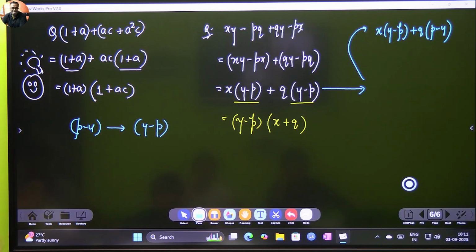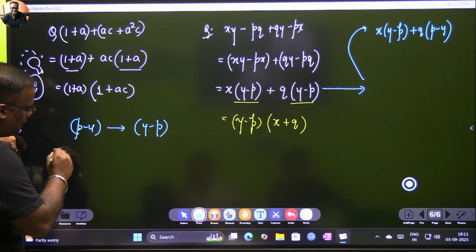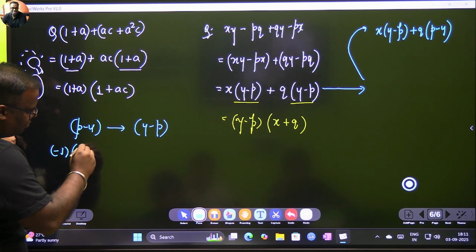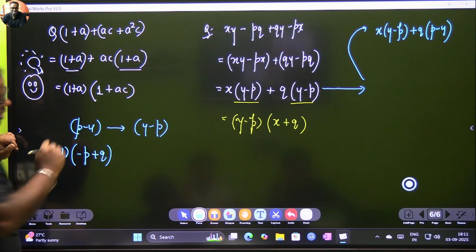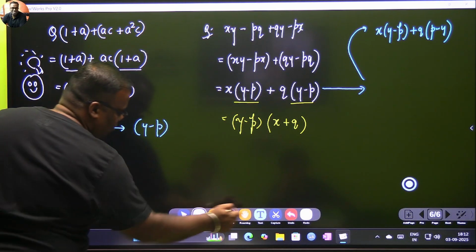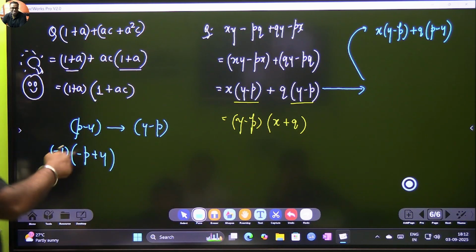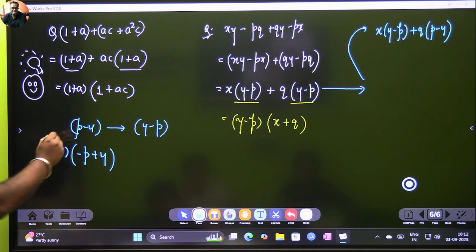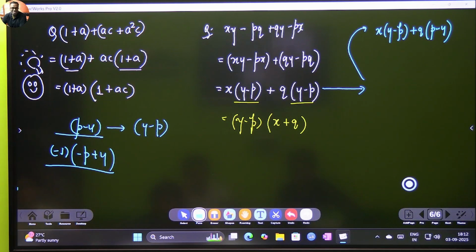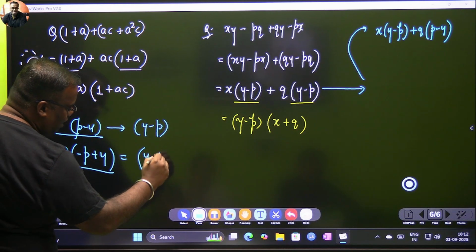This is the problem. If it is like this, then there is no problem. Do you agree? In such a case, we take minus 1 as common and we change the sign. Look at the beauty. Minus 1 into minus p plus y. Minus 1 into plus y is minus y. That means this step and this step are same. And now to write it better, minus p plus y can be written as y minus p.